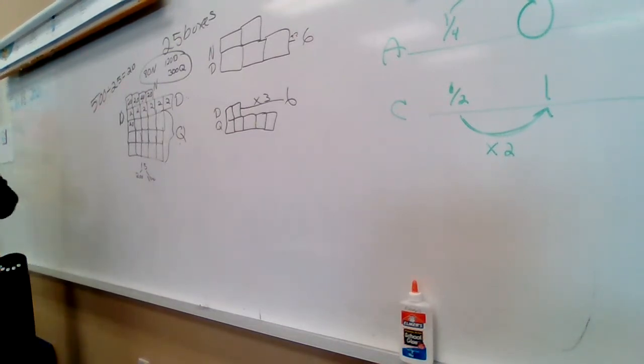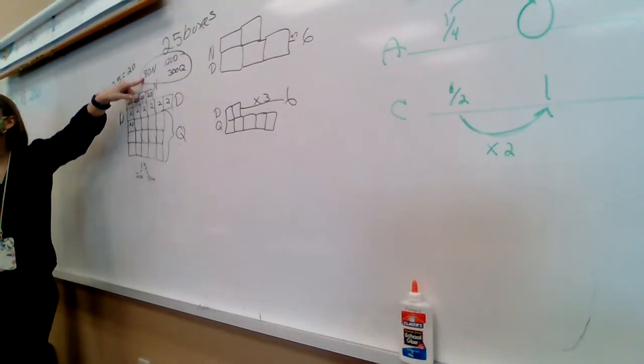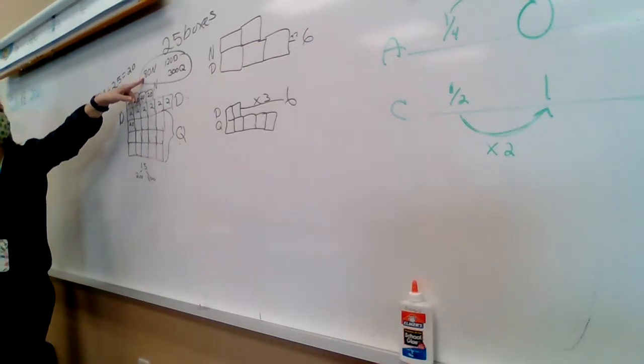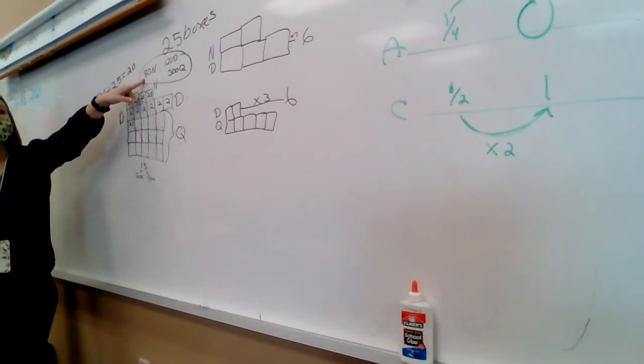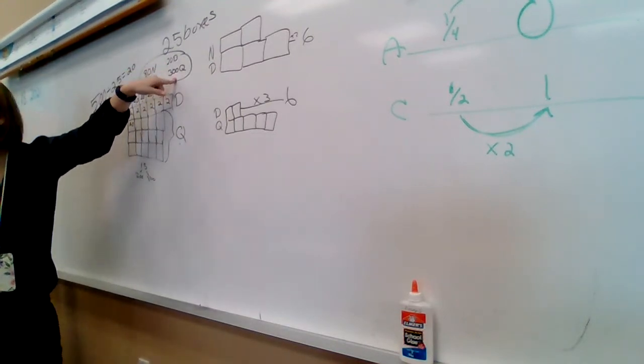I have a calculator. How much money are there in nickels? How do we figure that out? You do 80 times 5. 120 times 10. And 300 times 25.